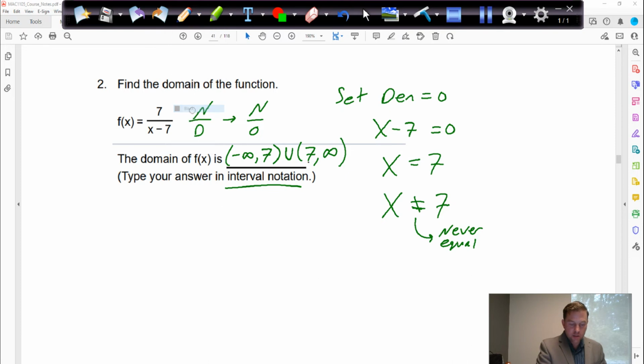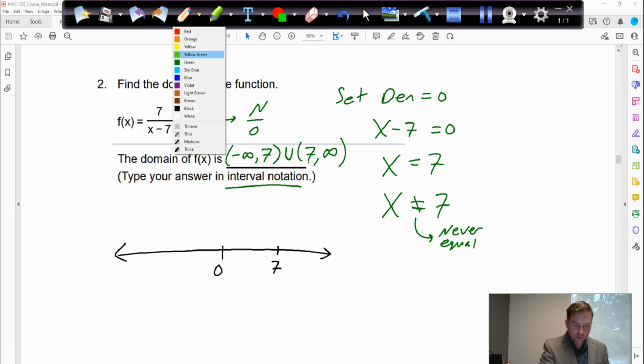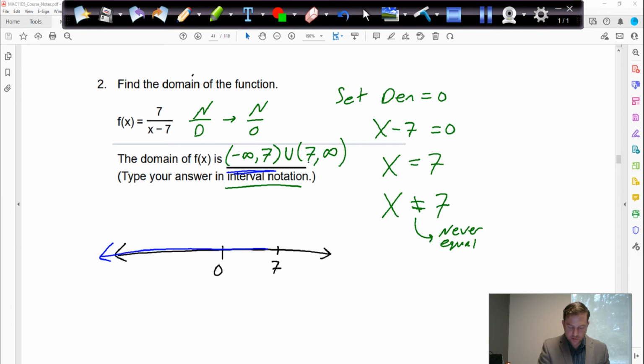So in essence, on the number line, let me see if color can help. Let me do this one in blue. So in blue, we have everything up until 7, but we're going to exclude it. And then let me do this one in red. This section will be, okay, jump from 7 to everything this way. And that would be the sections that will work. So any number is going to work except for that 7. So we have this interval notation where we take these two chunks of the number line and put them together.